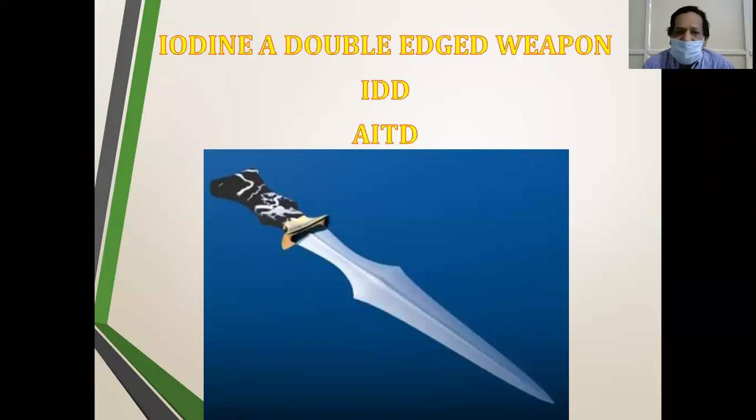Iodine is a double-edged weapon. If there is iodine deficiency, you have iodine deficiency disorders, that is called IDD. If there is iodine excess, apart from some carcinomas, the incidence of autoimmune thyroid disorders is increased. And especially remember, it is dangerous to take too much iodine, especially in pregnancy and especially during the third trimester of pregnancy. It is very dangerous. It is double-edged, you should have a sufficient amount.